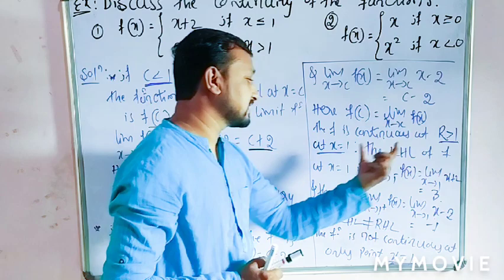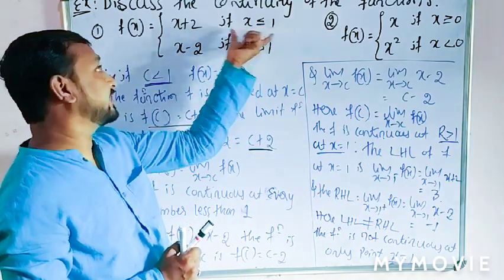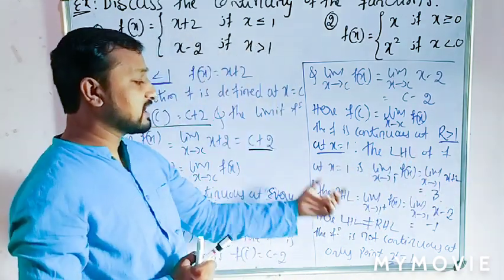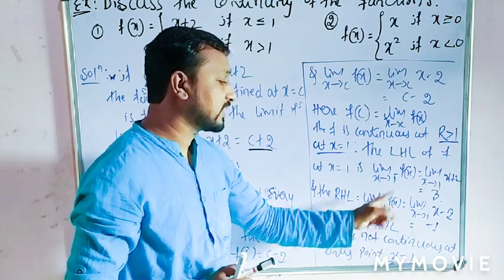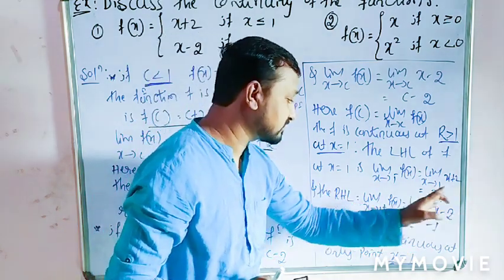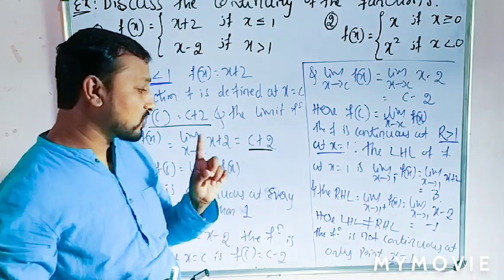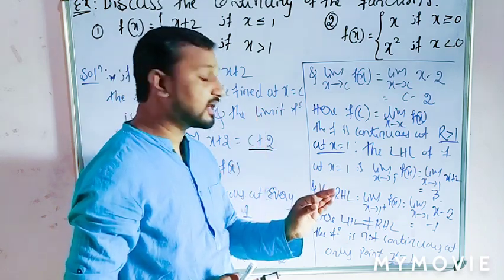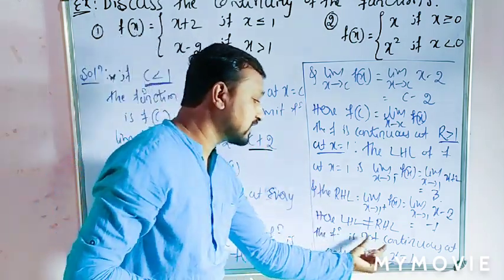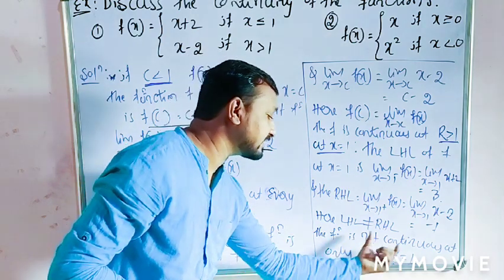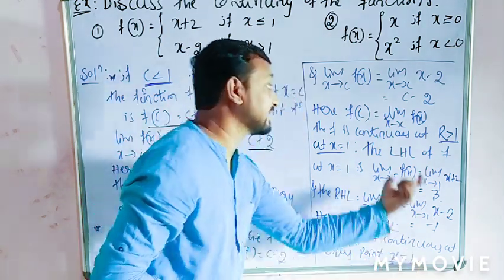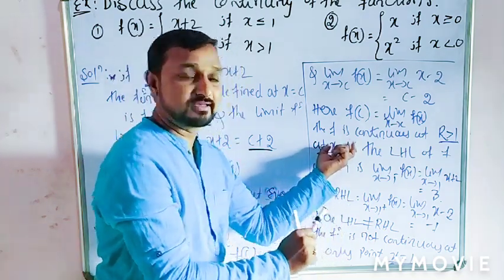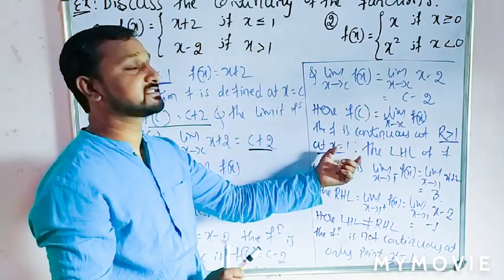In that case, the LHL is the limit of x plus 2 as x tends to 1, and 1 plus 2 is 3. And the RHL of the function is the limit as x tends to 1 of x minus 2, which is minus 1. Here LHL is not equal to RHL, students. So the function is not continuous, or discontinuous, at only the point x equal to 1. At this point x equal to 1 the function is not continuous. Is that clear? The remaining points are all continuous except x equal to 1.